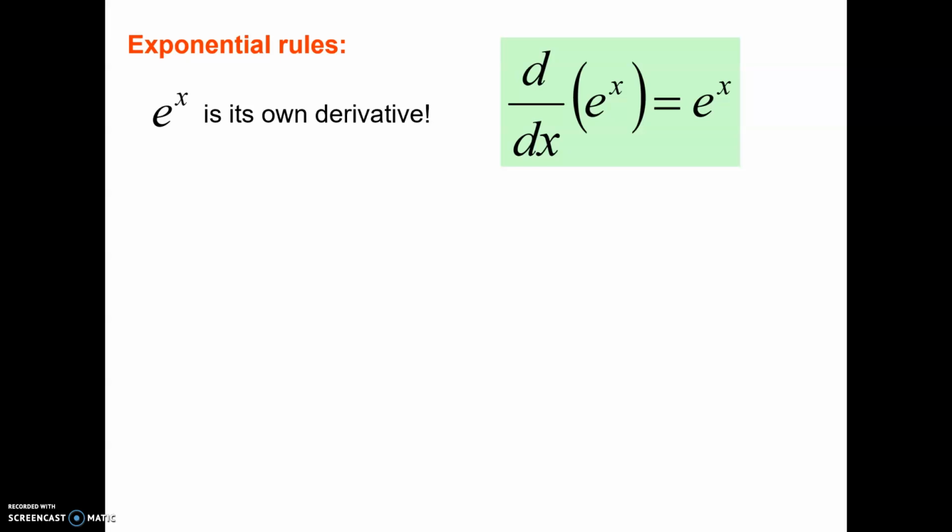Now notice it's just e to the x here. No coefficient, no power other than x. So just e to the x. It is its own derivative.